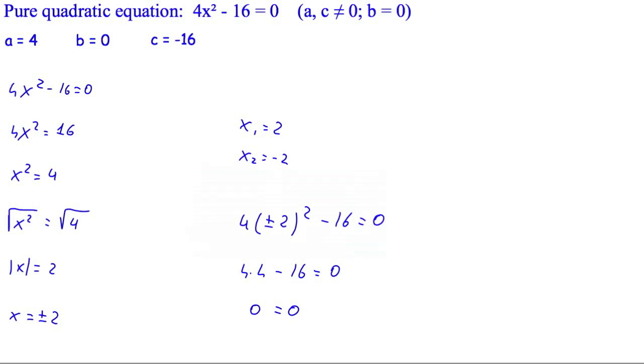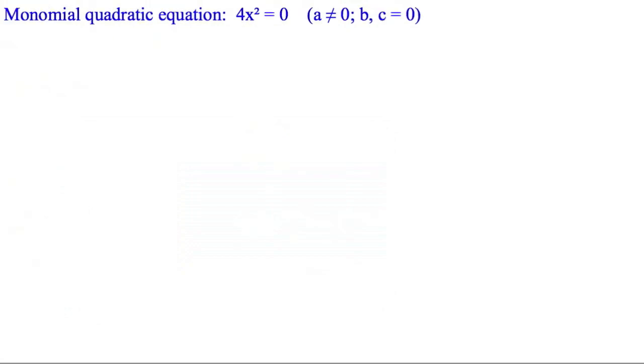Finally, let's examine the last case, which is perhaps the simplest, the monomial quadratic equation. In this case, a is not equal to 0, while both b and c are 0. In our example, 4x squared is equal to 0, a is 4, b is equal to c, which is equal to 0. The solution is immediate. By dividing both sides by 4, we get x squared is equal to 0. The double root x1 and 2 is 0.